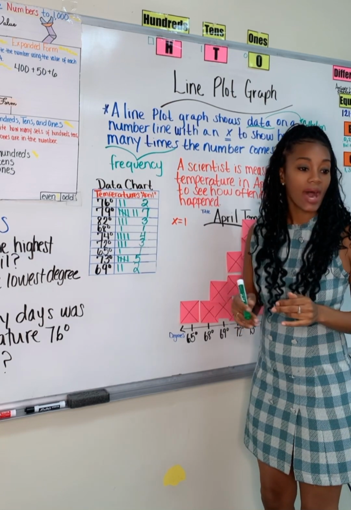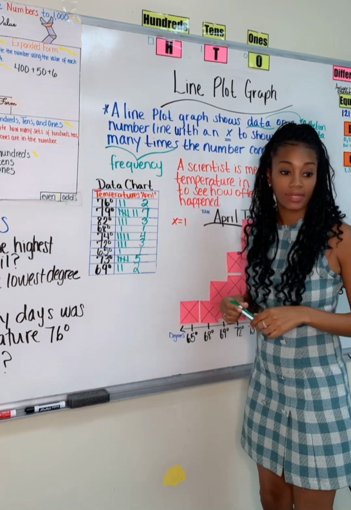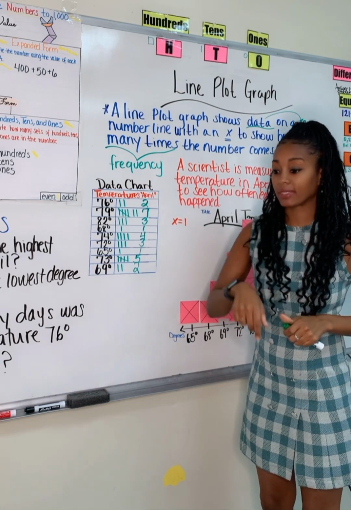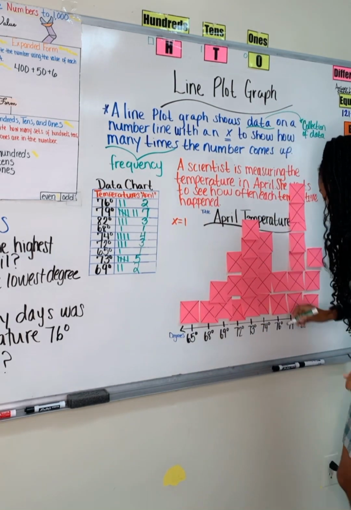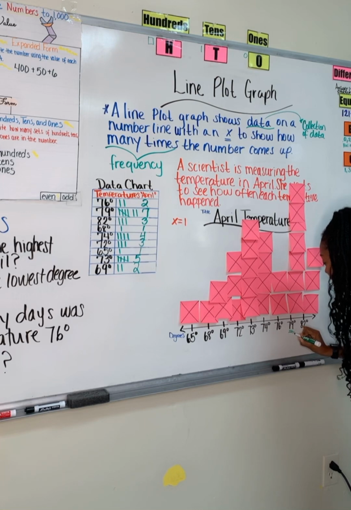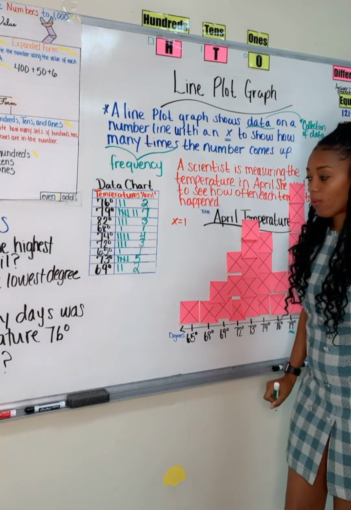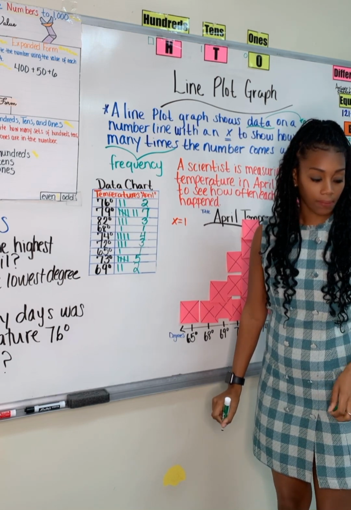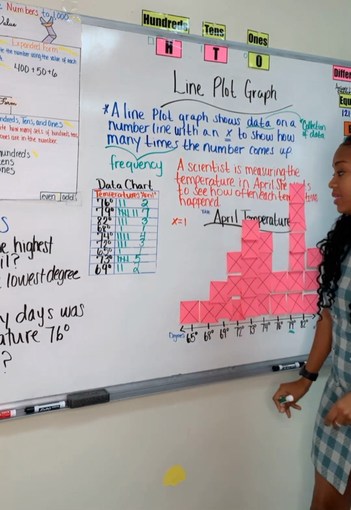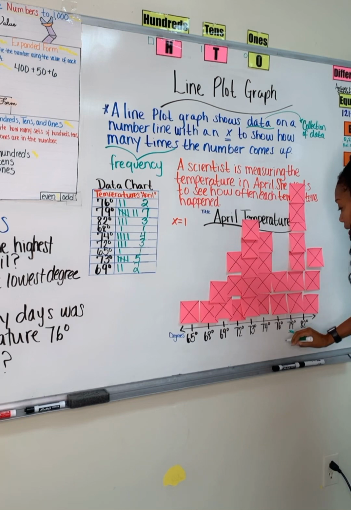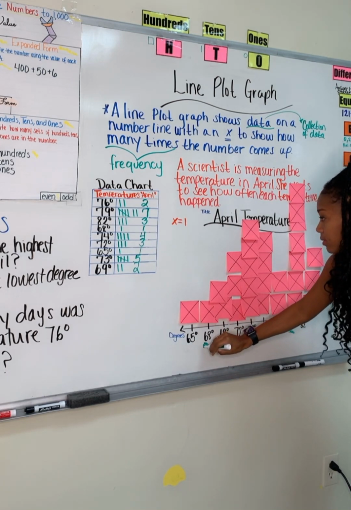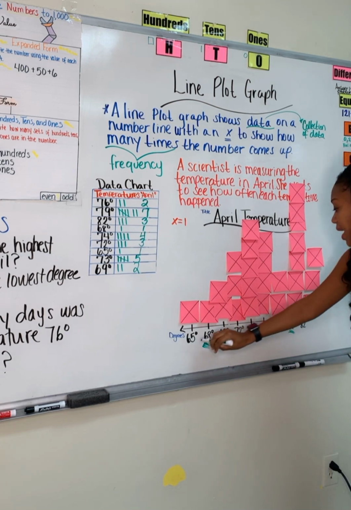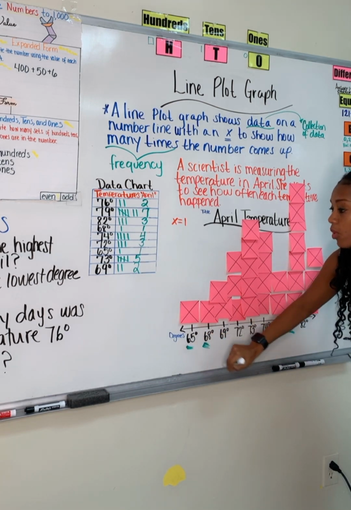Now we want to go ahead and answer some questions about the data that we just plotted. What was the highest degree in April? Yes. 79 degrees. 79 was the highest. What was the lowest degree in April? Yes. 68. Was there another one? 65. Those two were the lowest.